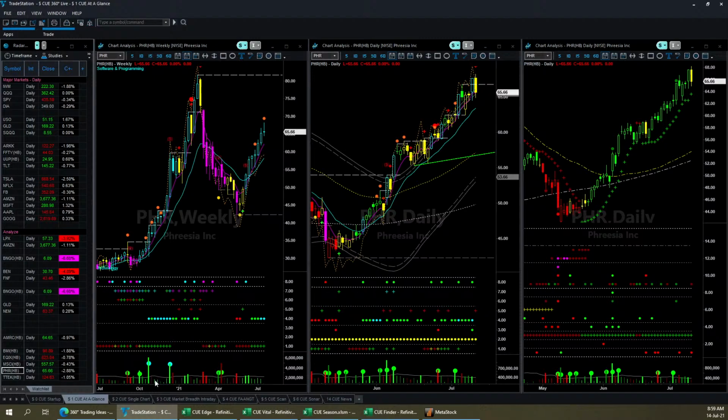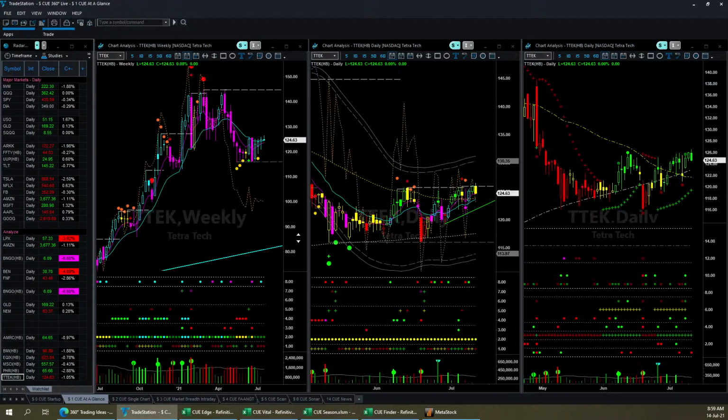PHR has a red candle high. However, the daily is going straight up. There are not so many reversal signals or watermark resistance levels at the top. I'm going to ignore that. TTEK, the last one that we look at. It has a reversal, red candle high, but trendline support nearby.